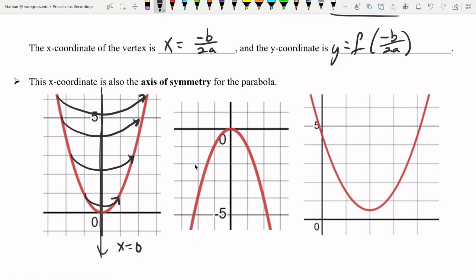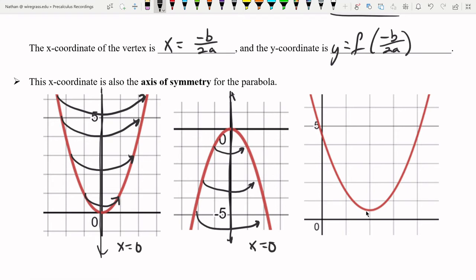For this one, you can see once again, the y-axis is our axis of symmetry. You can see, once again, we have this mirror image. It just reflects right across the y-axis. So x equal to 0 is the axis of symmetry. That's the equation of the line. That's the axis of symmetry.